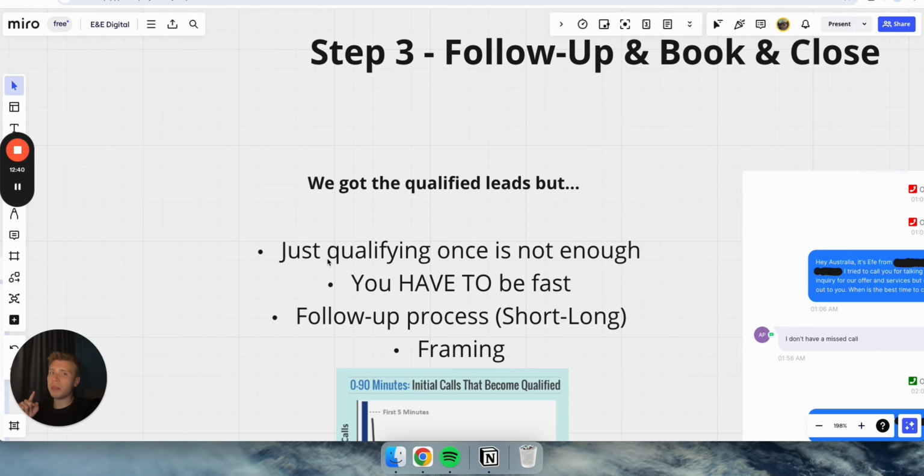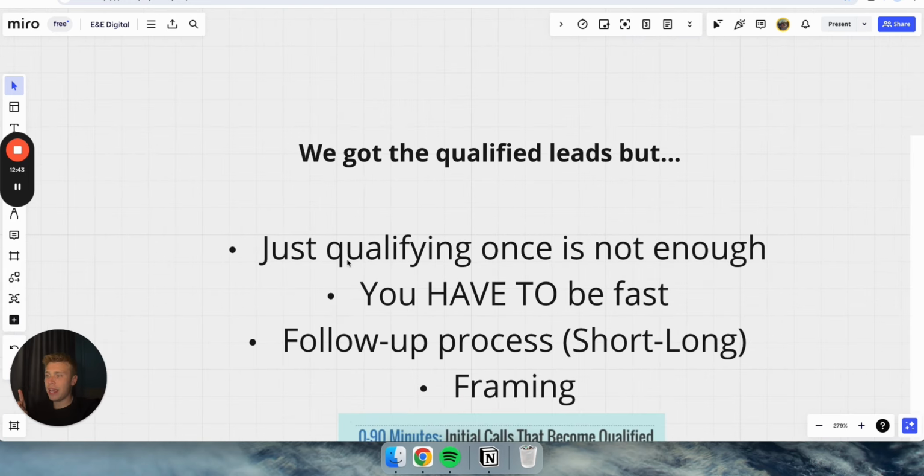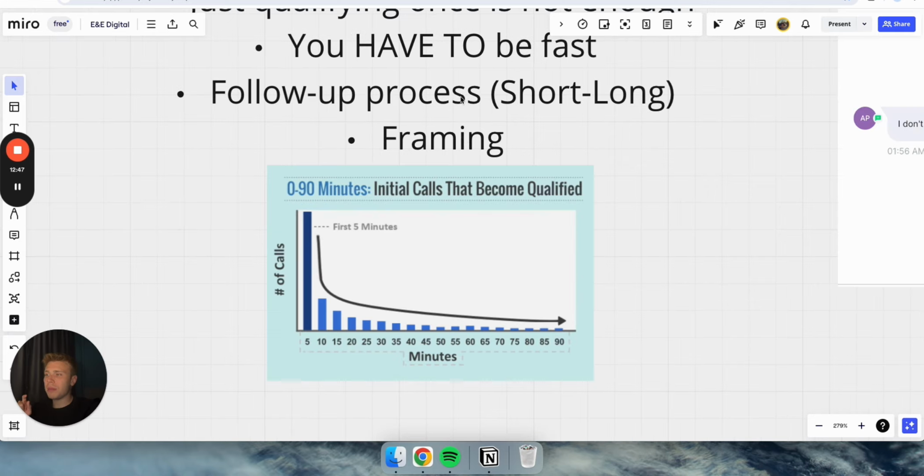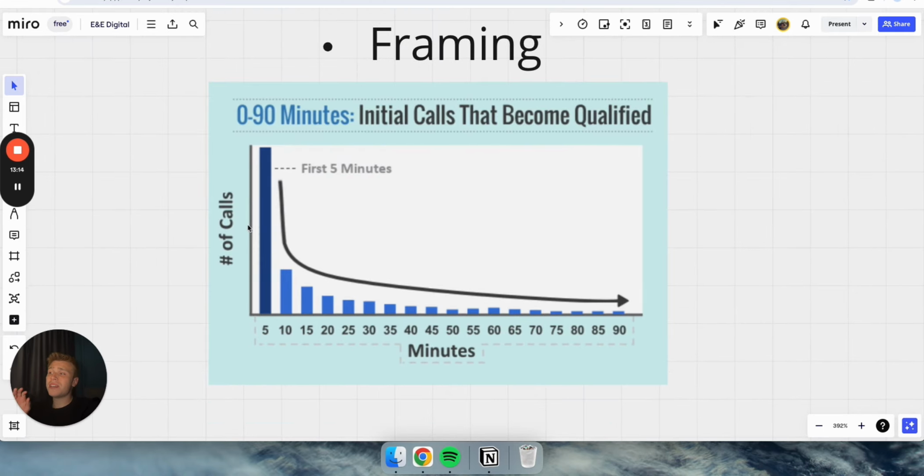Apart from qualifying them in the initial call, we need to do one more thing, and it's that you have to be fast. Why? Because as you see in this chart, just after 5 minutes of lead delivery, the quality and the interest of the lead you get decrease by 80%. Most of the time, what I hear from agency owners and business owners is, we just get unqualified people, or you're making them unqualified by having the wrong system. Okay, you'll always have some bad leads or unqualified people, but it's not going to be that high. So we need to do our best to keep them qualified and keep their interest in our business.